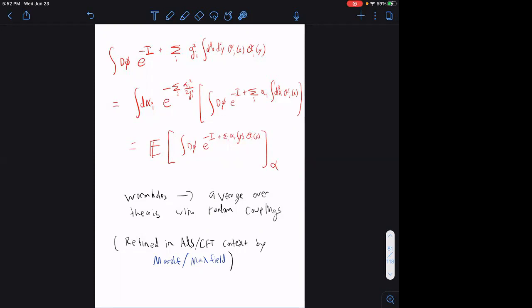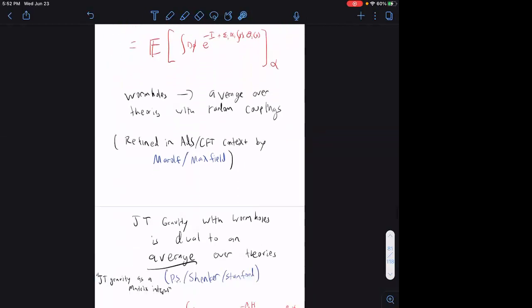So this sort of idea that a theory with wormholes looks like some sort of ensemble average of theories without wormholes has been refined somewhat in the AdS/CFT context by Maloney and Maxfield somewhat recently. So back in the day, when Coleman, Giddings, and Strominger were thinking about this, they weren't thinking about AdS/CFT. It hadn't been invented yet. But now these sort of ideas are appearing back in this new context.